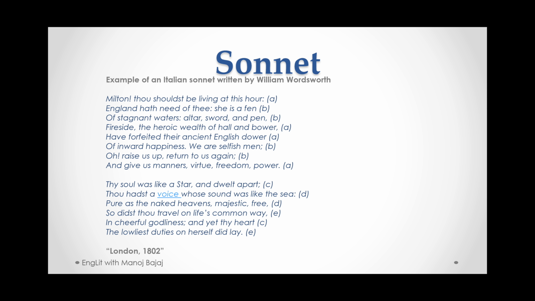The rhyme scheme of the sestet part, meaning the last 6 lines, is C, D, D and E, C, E. So this is the normal structure of a Petrarchan sonnet, which is divided into an octave and a sestet.